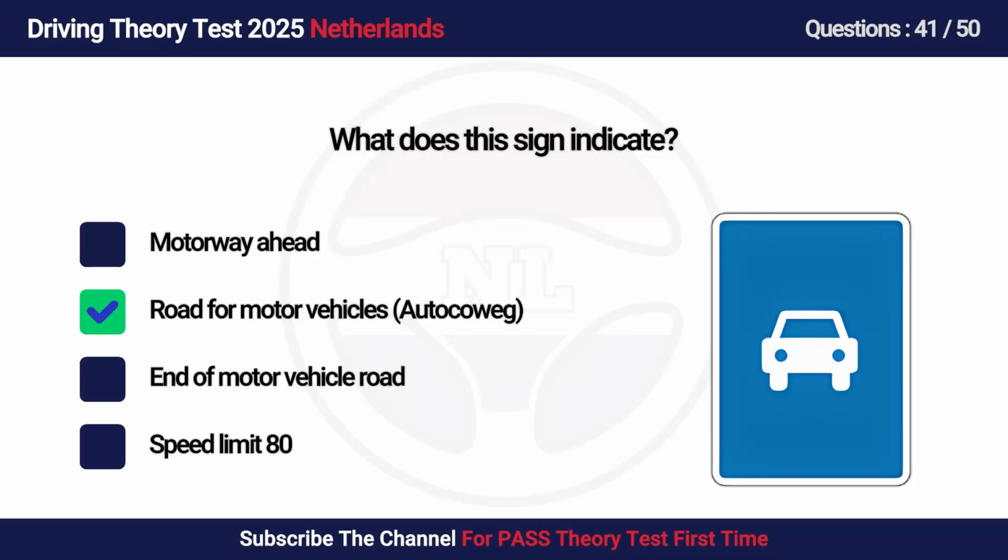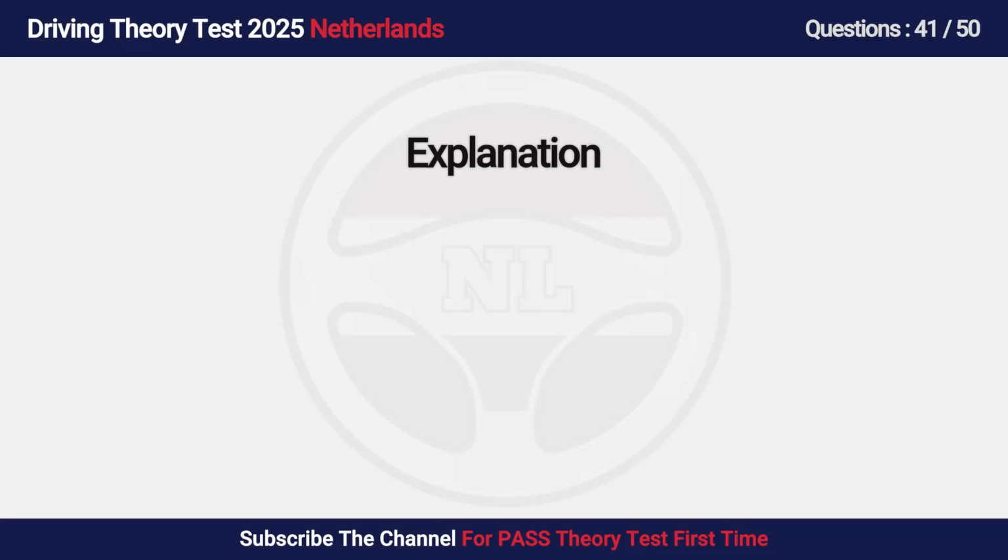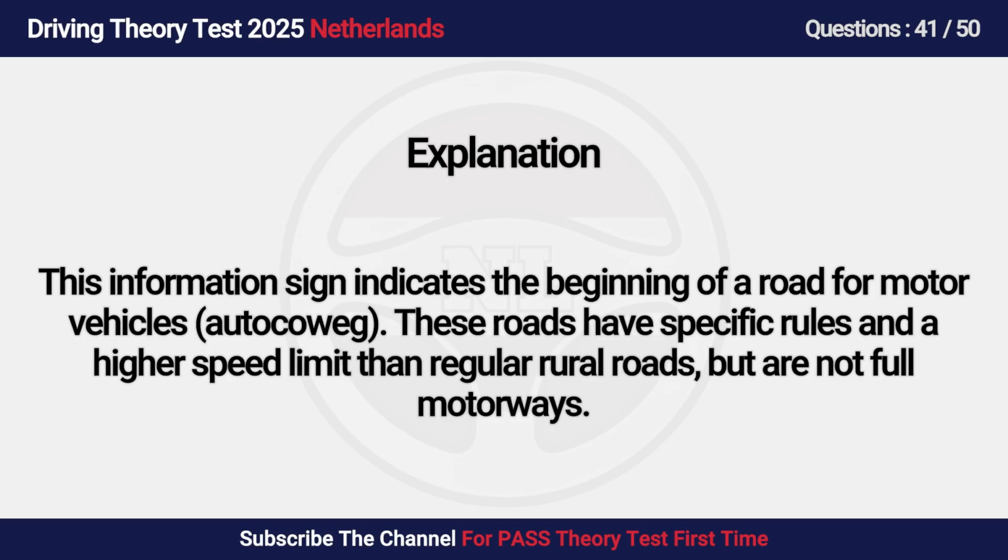Answer is B. Road for motor vehicles. This information sign indicates the beginning of a road for motor vehicles. These roads have specific rules and a higher speed limit than regular rural roads, but are not full motorways.